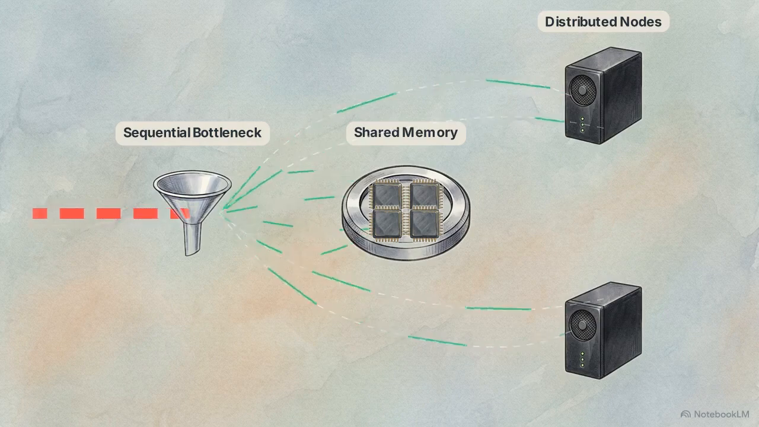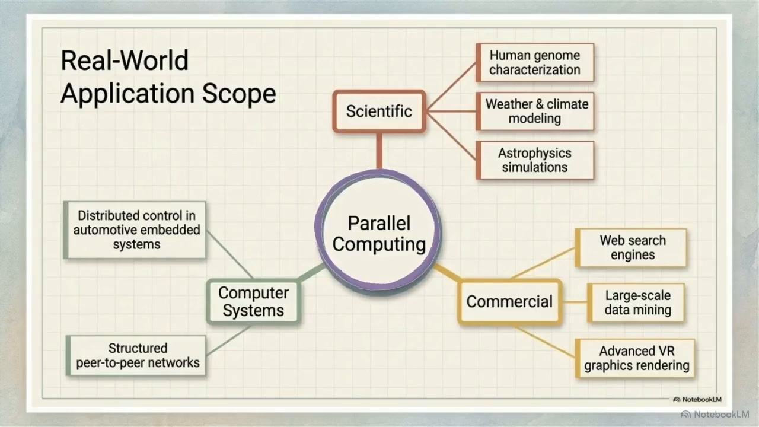This mind map shows where these systems operate. This architecture handles real-world applications that single machines simply cannot process in a human lifetime, from running complex astrophysics simulations and characterizing the human genome, to powering web search engines and large-scale data mining.